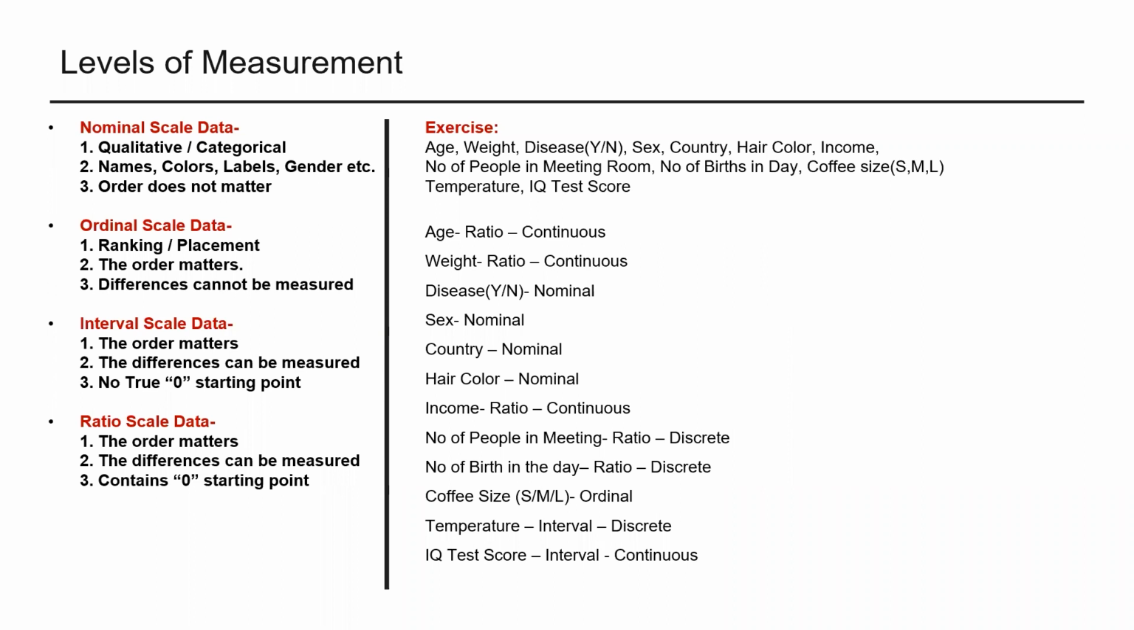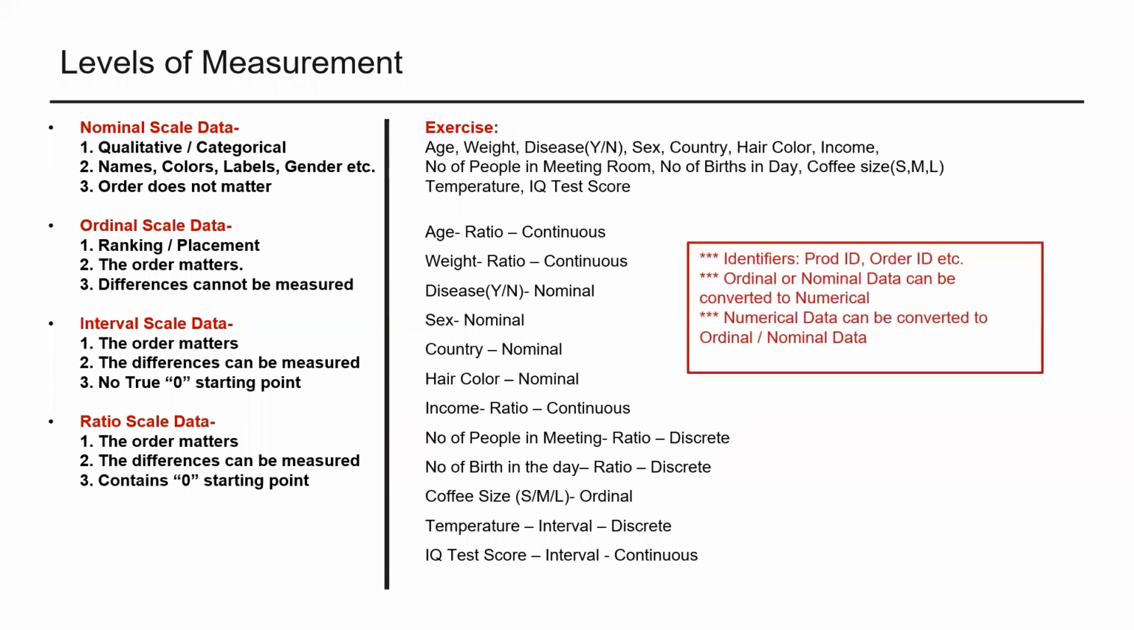Weight can be ratio continuous. Disease can be whether yes or no, Y or N. It can be nominal or categorical. Sex again nominal, country nominal, hair color nominal, income ratio continuous. That means income also starts from 0. It cannot go negative, and it can be in decimal value. Number of people in a meeting room is discrete ratio. So it can start at 0, like no people present, and it can never be a decimal. It can be anything like a whole number. Okay, number of births in a day, again ratio discrete, and coffee size, like small, medium, large, is ordinal.